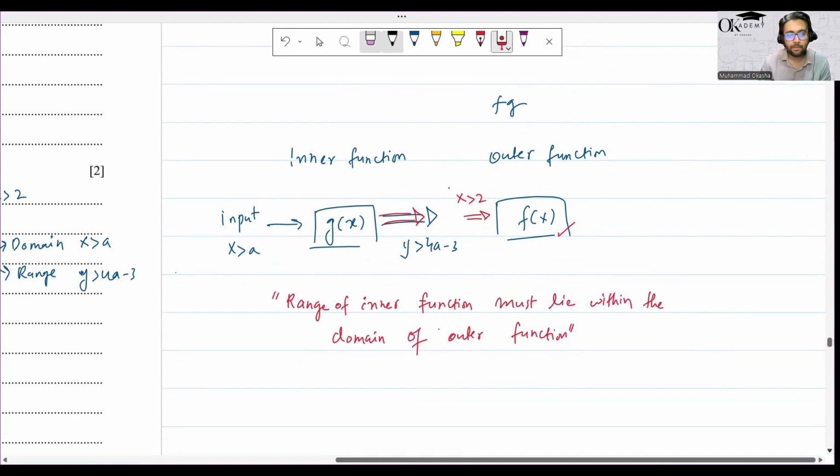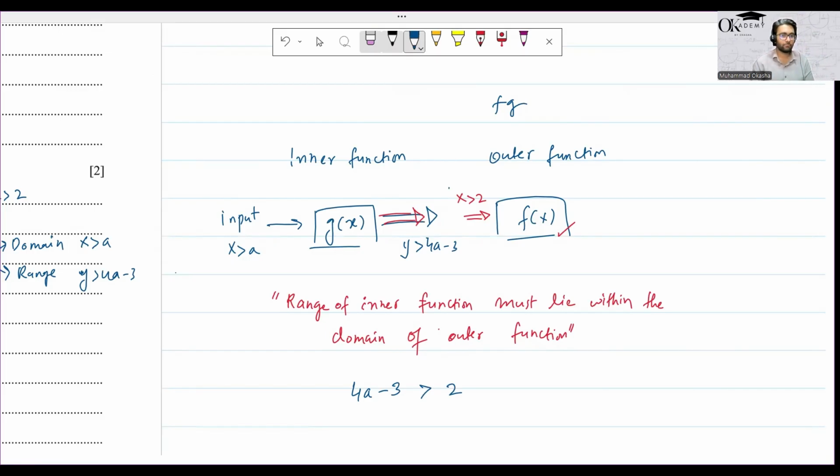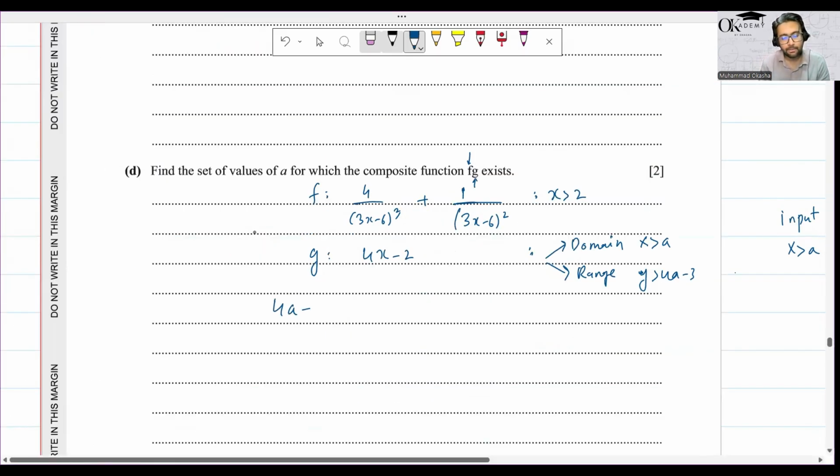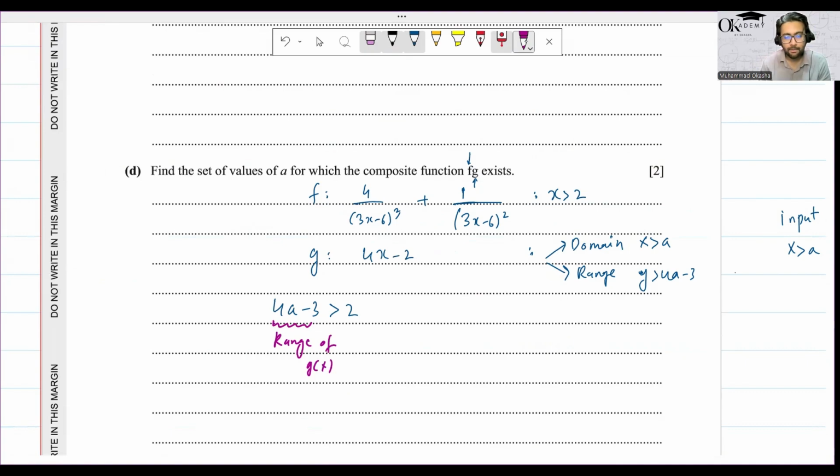Okay. So let me write this down real quick. We have 4a minus 3. It all boils down to a single statement, and that is 4a minus 3 should be greater than 2. Make sense? So that's something I'll start with. 4a minus 3 should be greater than 2, right? If you want me to annotate it, I will. This is the range of g of x, right? And this is the domain of f of x. So you have to make sure that they sit well with each other.